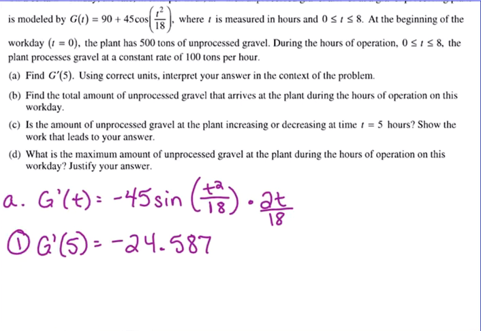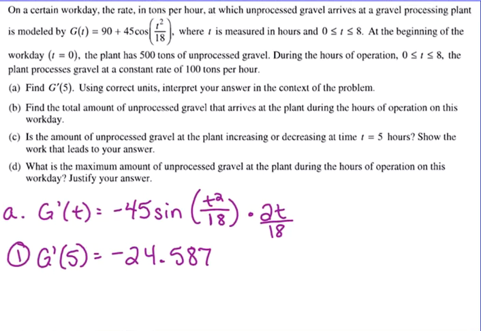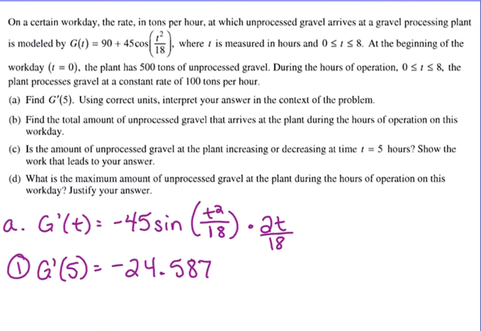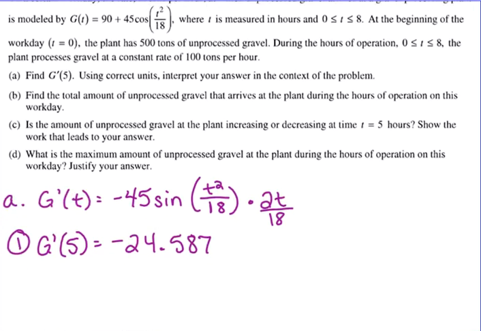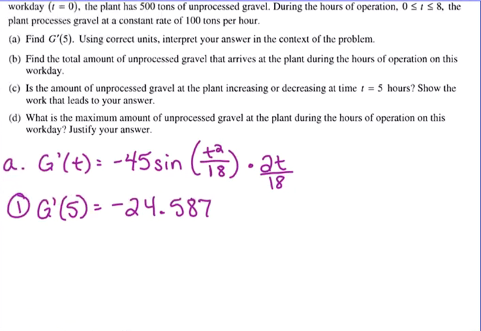Okay, you get another point. It says using correct units, interpret your answer in the context of the problem. So let's look at what G shows us here. It says on a certain workday, the rate in tons per hour at which unprocessed gravel arrives at a gravel processing plant is modeled by this function. So G was already a rate, and we took its derivative, so we're talking about the rate of a rate.